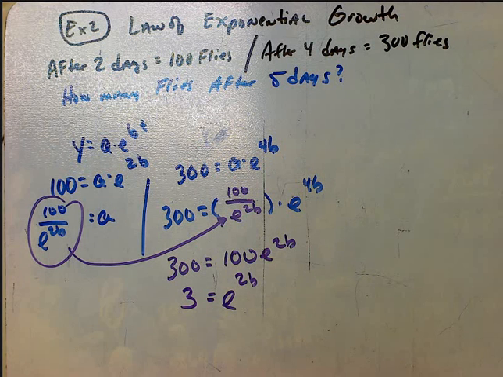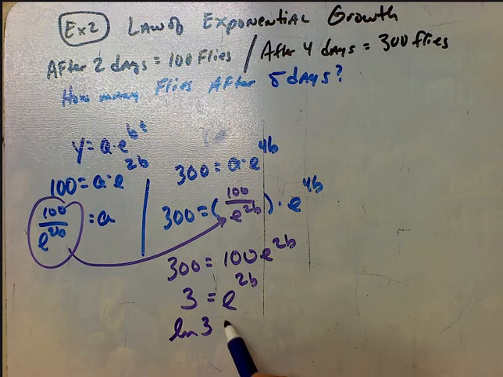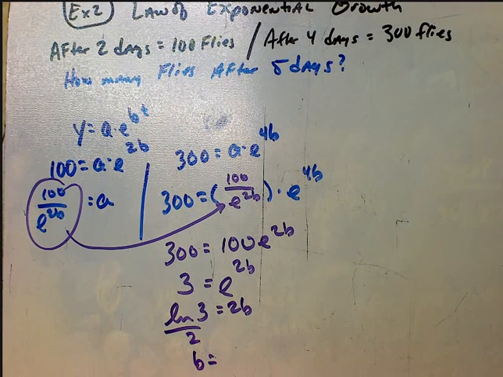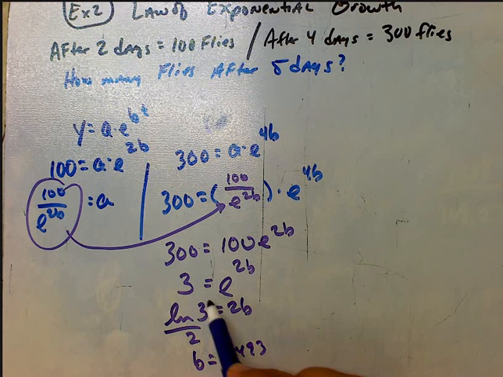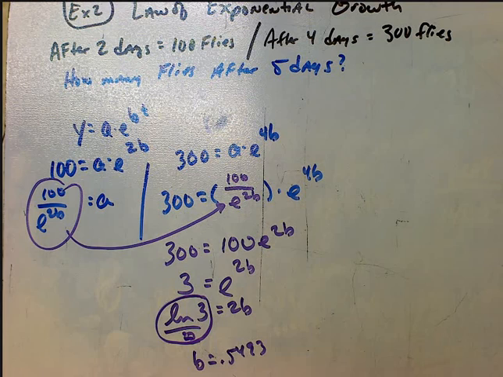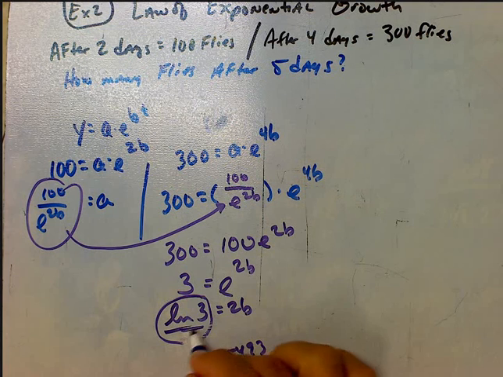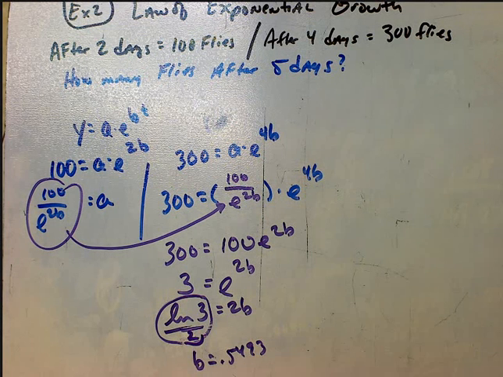Changes to a natural log equation of base 3 equal to 2b. And I take the natural log of 3 divided by 2, and it turns out that b is going to equal 0.4593. But it also equals natural log of 3 divided by 2. And by using natural log of 3 divided by 2 in the next part of the problem, my answer will be more exact. If I use 0.4593, it's going to throw my answer off a little bit.